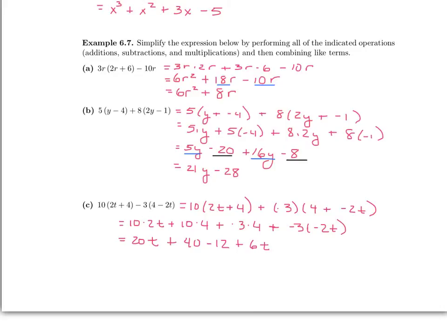This expression is not in its simplest form currently because there are like terms. The 20t and the 6t can be combined, as well as the 40 minus 12. So when we do the combining, we have 20t plus 6t for a total of 26t, and then we add to that 40 minus 12, which is 28.